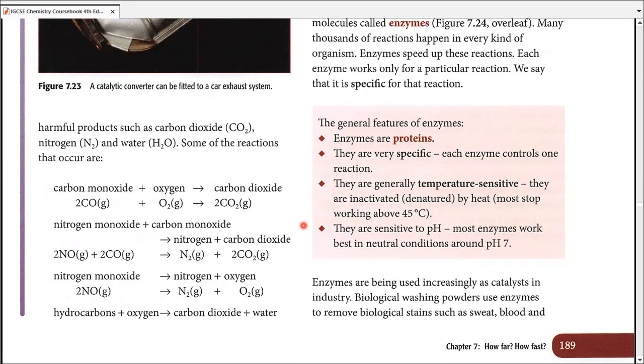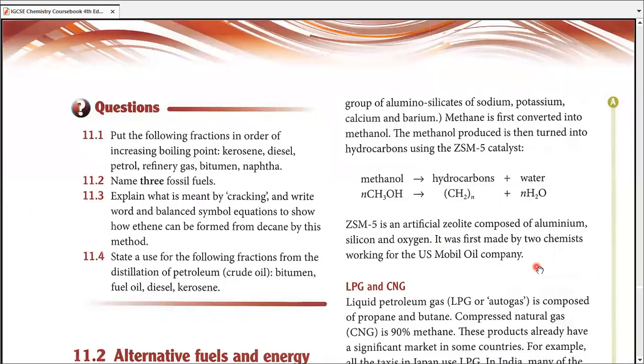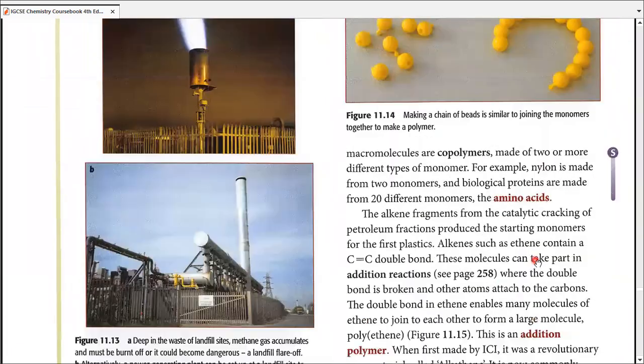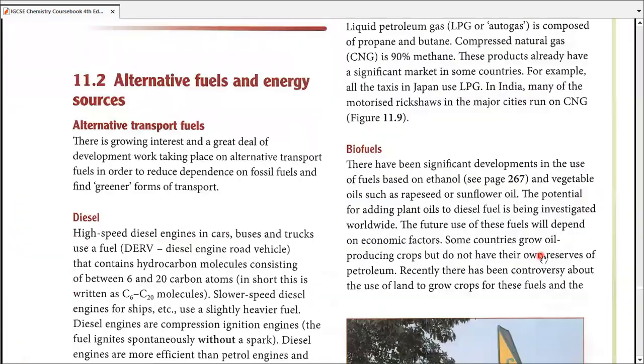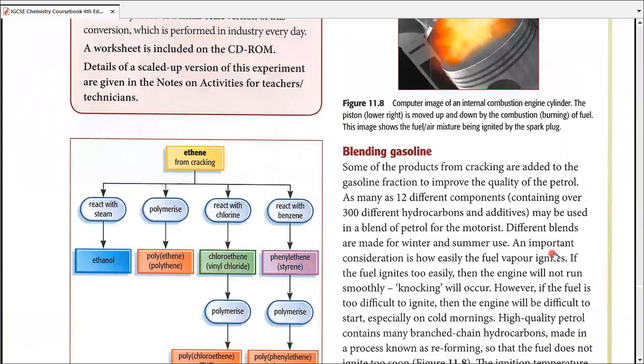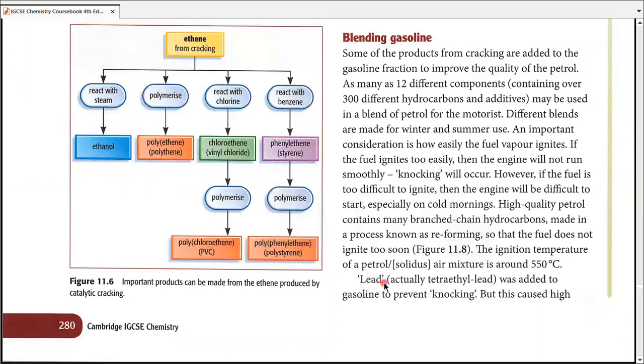Okay, clear enough? I'm correlating all the pages of the book wherever the information is given. So I'm going to jump up to another chapter. This is chapter number 11. And here, in blending gasoline, they're talking about lead at the bottom of the page. This is page number 280.